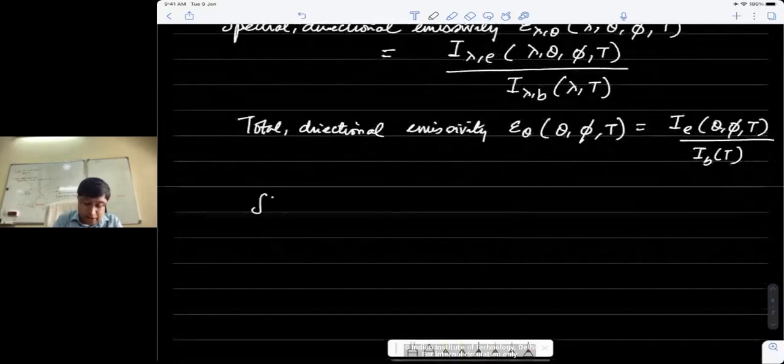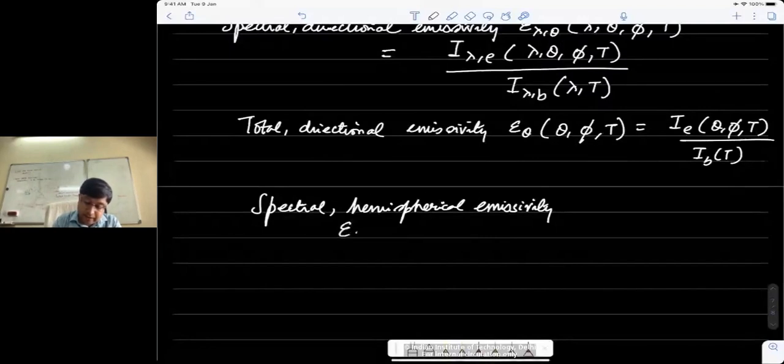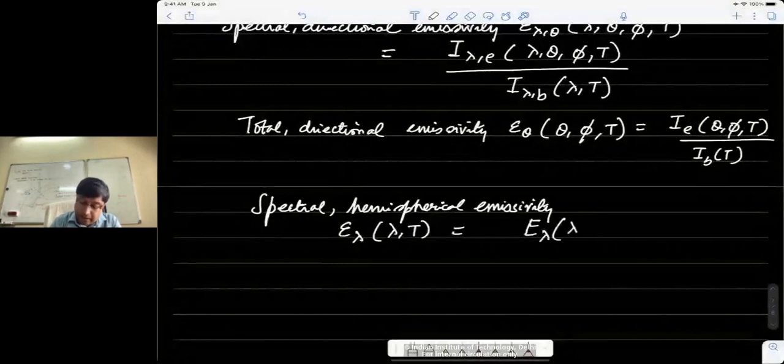So we can look at the first directional average quantity, which is the spectral hemispherical emissivity. Because I'm saying hemispherical, remember this means that it is averaged over all possible directions. We define spectral hemispherical emissivity, epsilon lambda at a given temperature, to be the ratio of the spectral emissive power at a given lambda and temperature versus the emissive power from a black body at the same lambda and the same temperature.